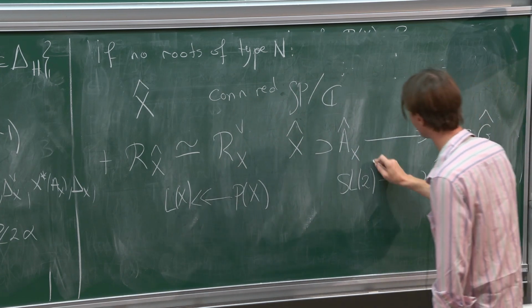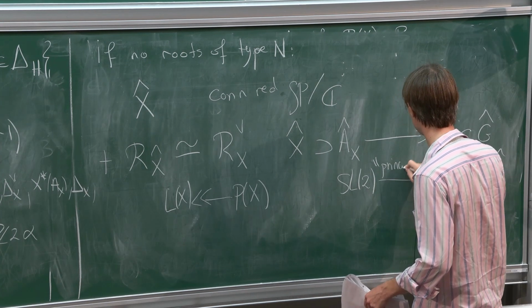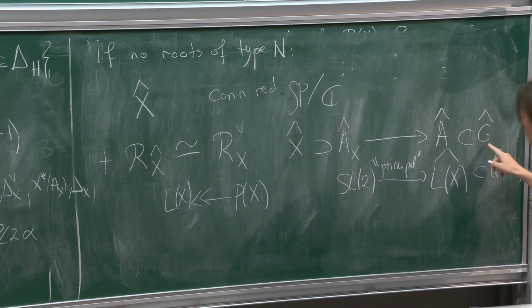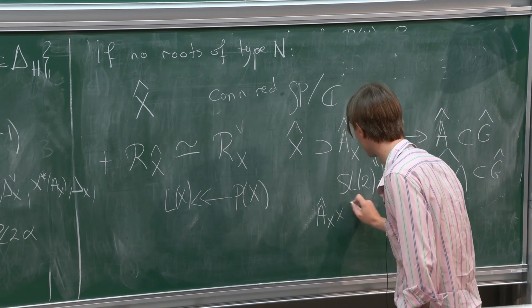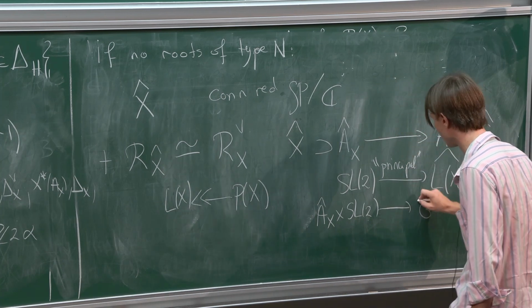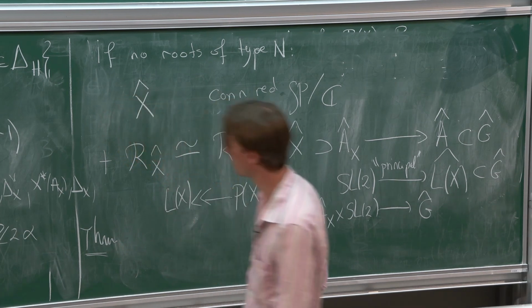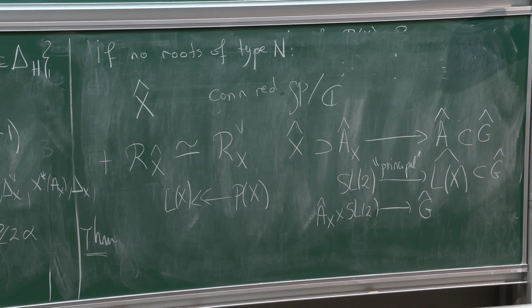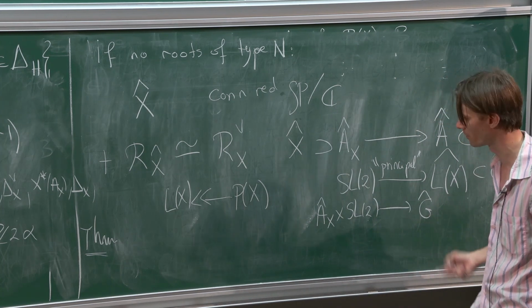This is the principal SL2 in this dual Levi, which is given by the canonical pinning of G check, and these two morphisms commute. So you get at least a morphism from this product to G hat. And I will end with this. Then Sakellaridis and Venkatesh proposed a precise conjecture of how to extend it to a morphism from the full dual group of X to the dual group of G.